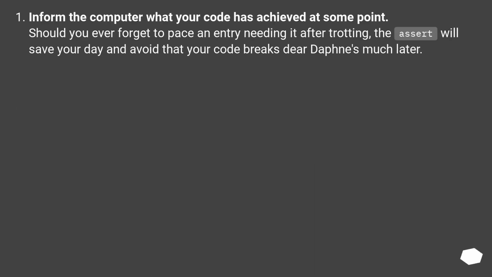Inform the computer what your code has achieved at some point. Should you ever forget to treat an entry needing it after trotting, the assert will save your day and avoid that your code breaks Dear Daphne's much later.